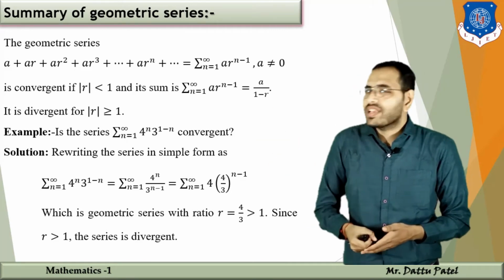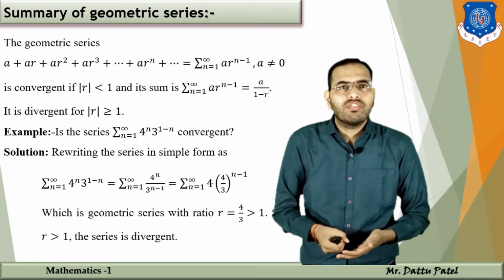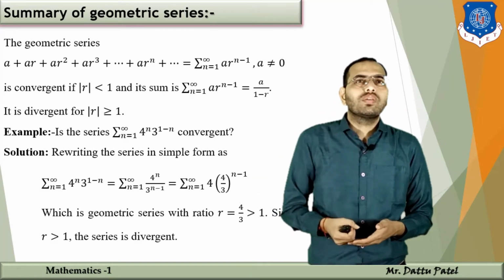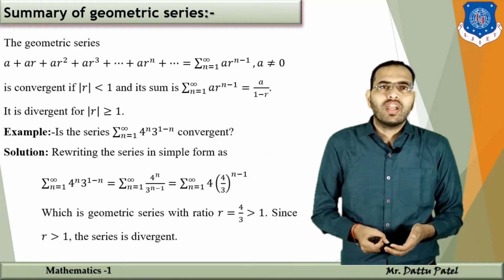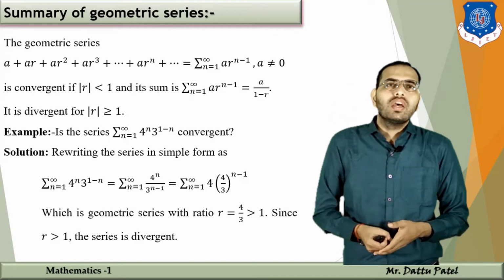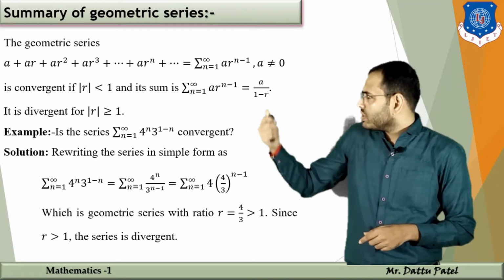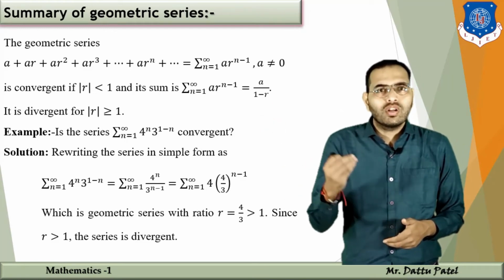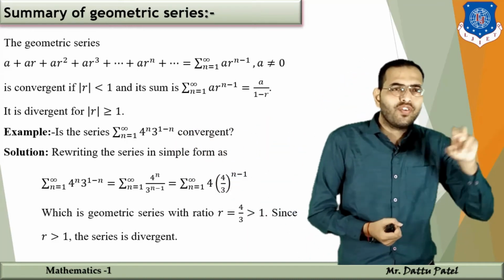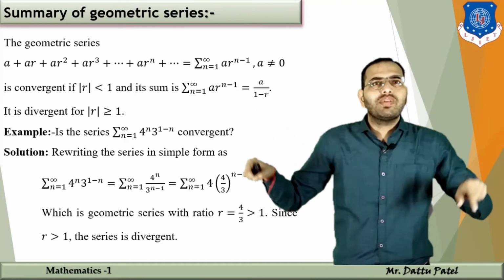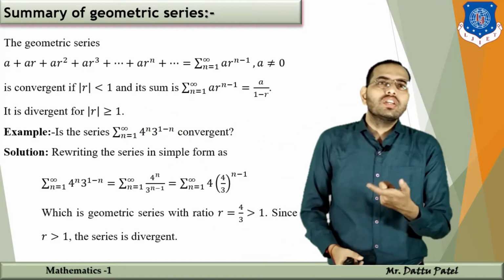Now let's see one example of the geometric series. If the series summation n equal to 1 to infinity of 4 raised to n into 3 raised to 1 minus n is convergent. Rewriting this, summation n equal to 1 to infinity of 4 raised to n divided by 3 raised to n minus 1. In the numerator, 4 is common, so it becomes 4 by 3 raised to n minus 1. Now in this equation, substitute the values n equal to 1, 2, 3, 4 and so on. Then it becomes our geometric series: outside the bracket and inside the bracket we get 1 plus 4 by 3 plus 4 by 3 whole square plus 4 by 3 whole cube and so on, which is a geometric series.